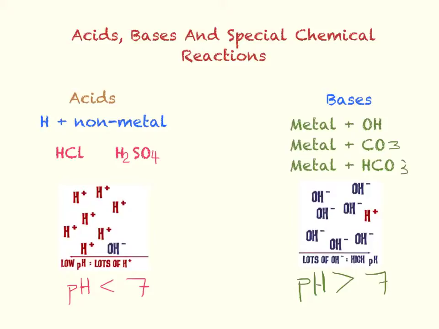A strong base has very few hydrogen ions. A strong base is at pH greater than 7 and closer to 14. pH 7 is neutral. So an acid is less than 7, a base is greater than 7, and pH 7 is neutral. One other thing to remember, we often say alkali instead of base. Alkali is a base dissolved in water.